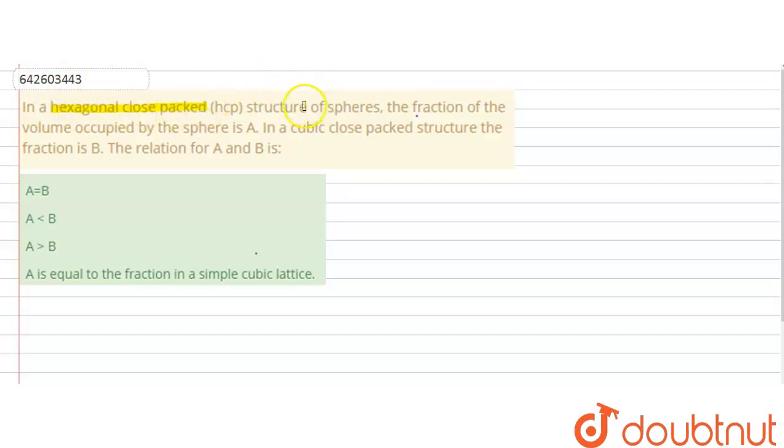Hello students, I am your teacher for this question, and the question is, in a hexagonal close packed structure of spheres, the fraction of the volume occupied by the sphere is A. In a cubic close packed structure, the fraction is B. So the relation for A and B is.